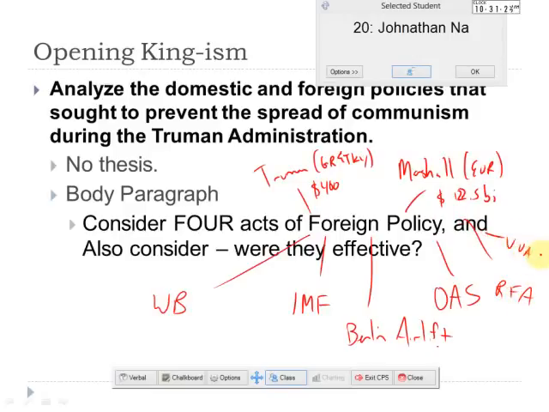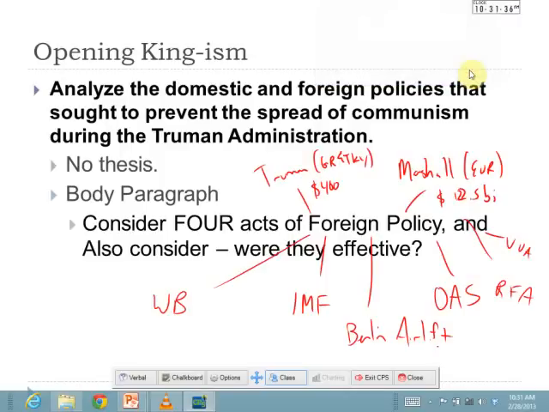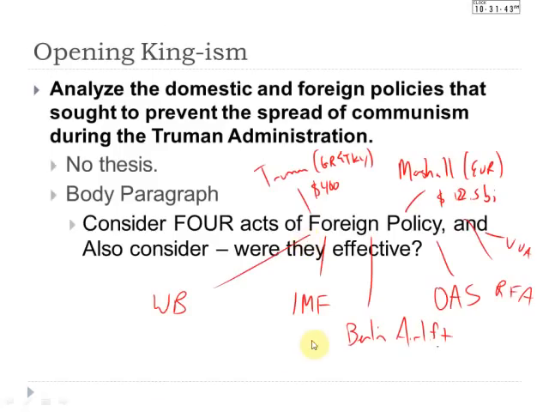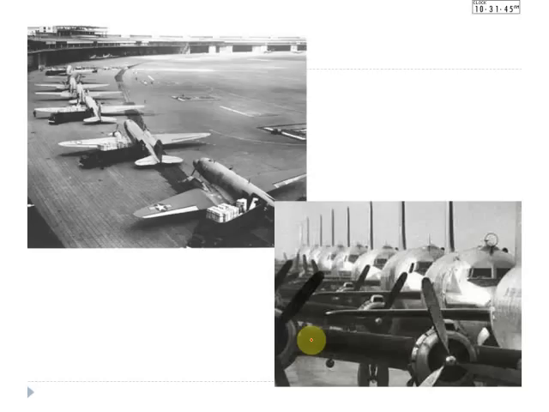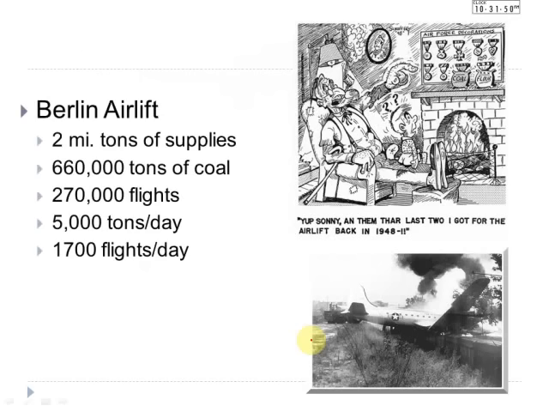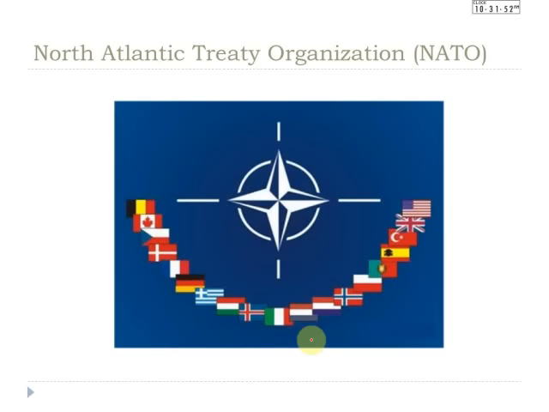So again, are there a lot of things that tried to prevent the spread of communism at this time? And as far as we know, have they been successful thus far? Yeah, so as far as we know so far, they've been pretty successful. So make sure you guys can cite different things that tried to prevent the spread of communism. Okay, so here we go today. We talked about the Berlin Airlift already. Today, let's talk about all the other things that we did to try to prevent the spread of communism.